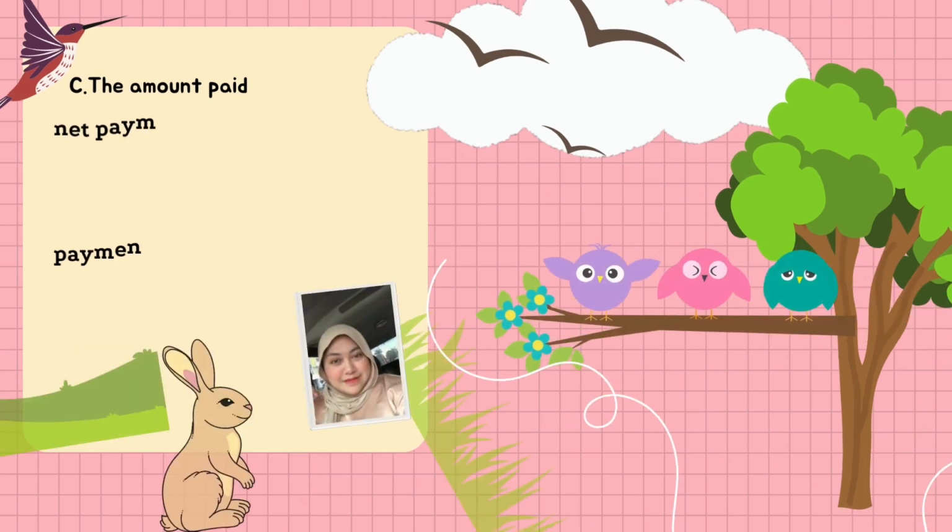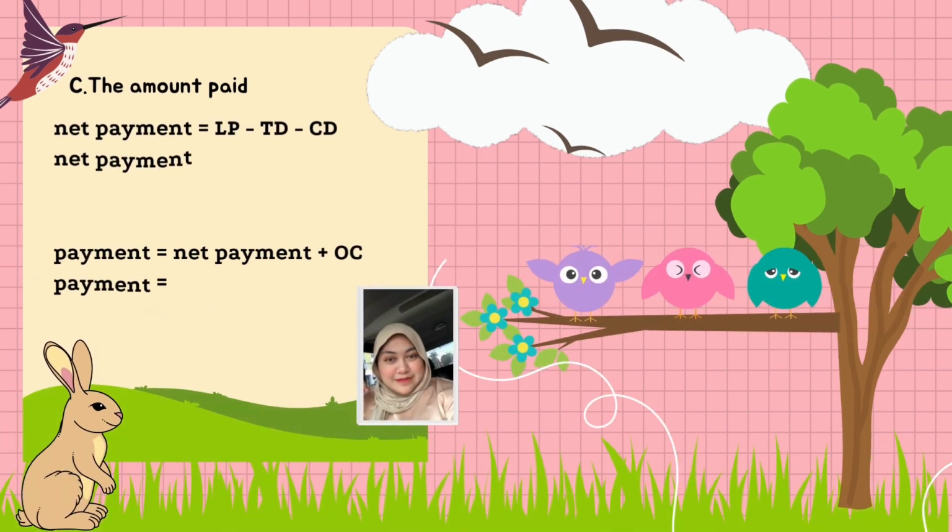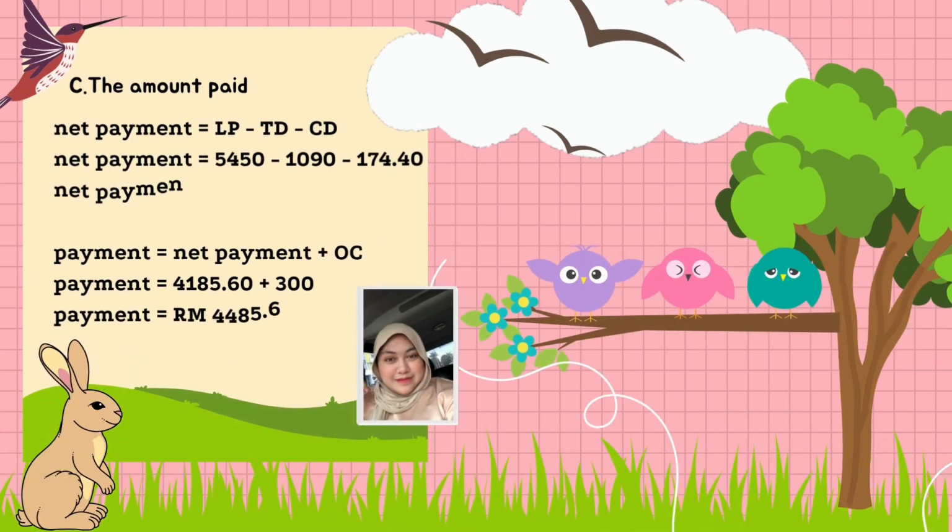For question C, to find the amount that paid, we must find the net payment value first by using a formula net payment equals to LP minus TD minus CD. After we put all the information, so the answer will be RM 4,185 ringgit and 60 cent. Next, we have to use payment formula, which is net payment plus OC. So after we put all the information, we will get the answer RM 4,485 ringgit and 60 cent.